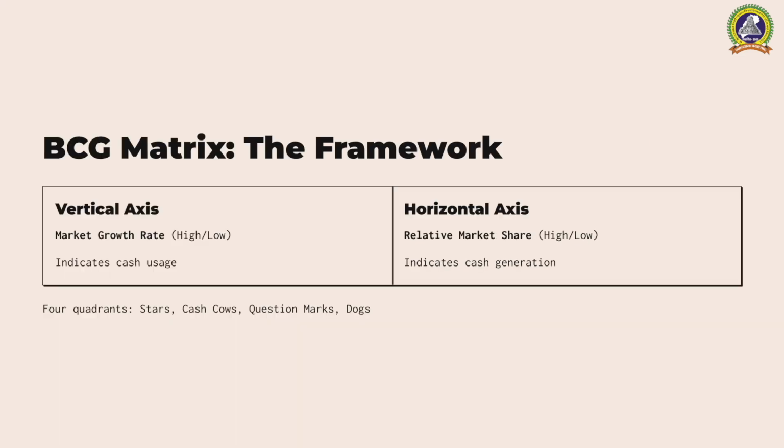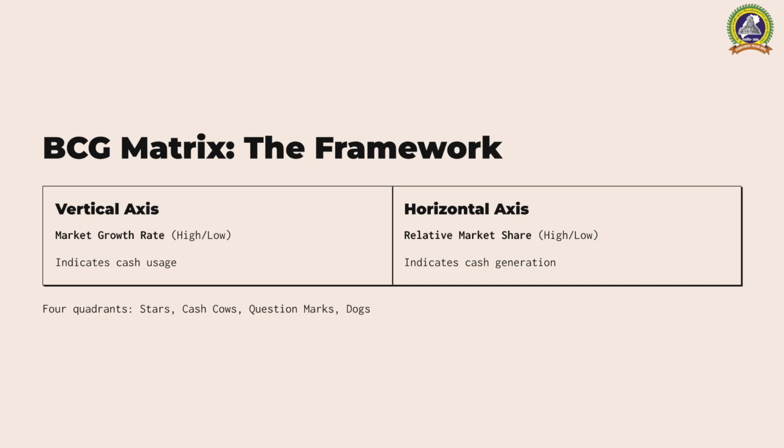Let's start with the classic, the BCG growth matrix, which was proposed by Boston Consulting Group in 1970. This model presents the relative position of a company's different business units in a simple 2 by 2 matrix. It is crucial to understand the two axes. The first one is the vertical axis, which represents the market growth rate. This is a measure of how fast the entire market is growing. It is divided into high and low.